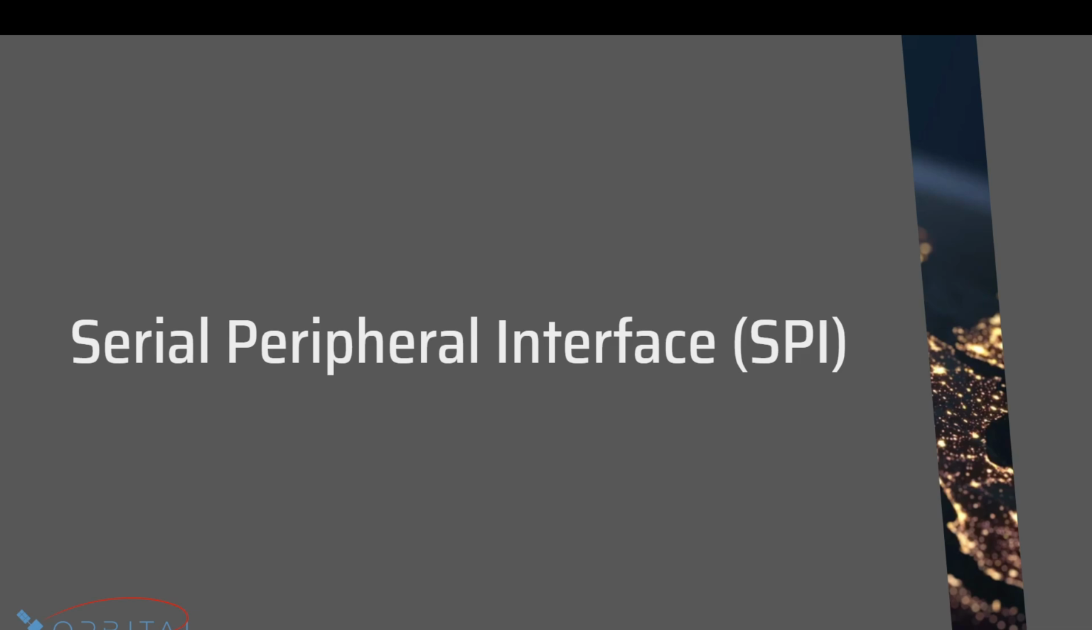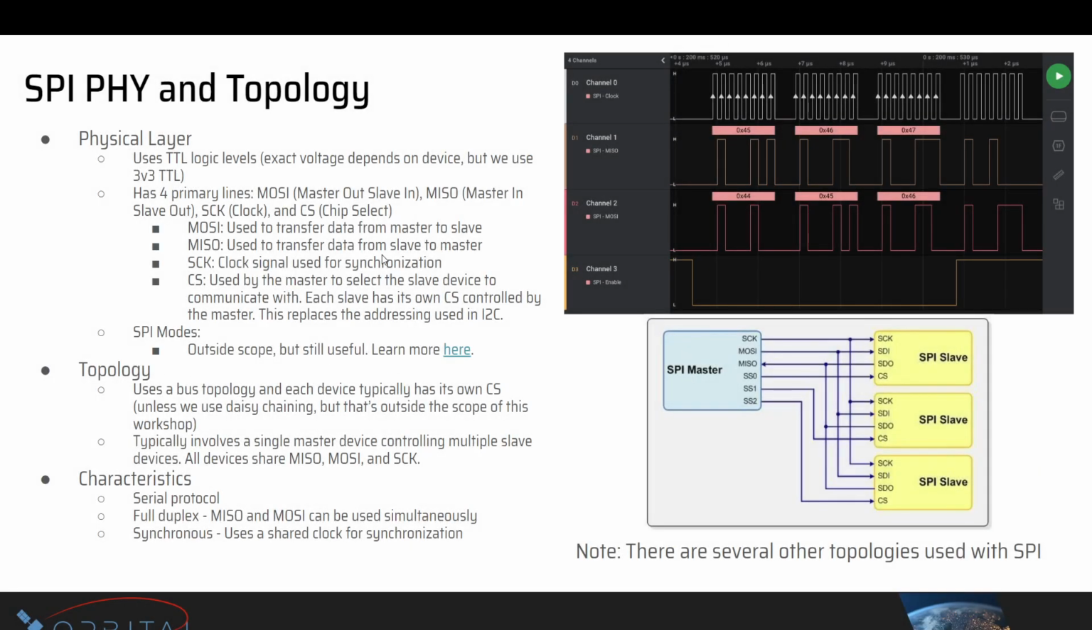Okay, all right, last one, SPI. Again, TTL logic levels, and it usually depends on the device, but for ARM it is 3v3. And SPI has four primary wires, which is the most of the three protocols. So you have MOSI, which is master out, slave in. You have MISO, which is master in, slave out. SCK, again, serial clock. And then CS, which is chip select.